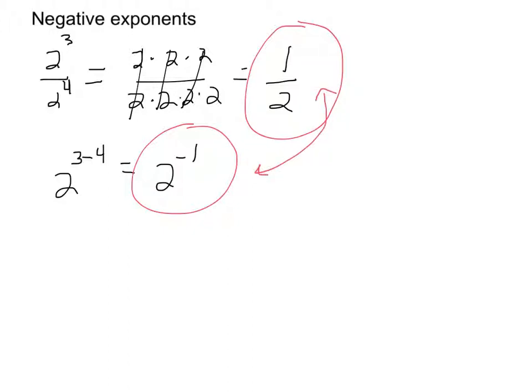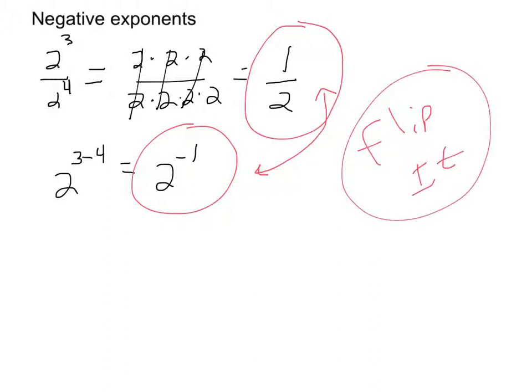So when we see a negative exponent, what are we supposed to do with our term? We flip it. Okay? That's kind of the key: when you see a negative exponent, you're going to think, I've got to flip this thing. And that's how we're going to approach these. So let's do another example real quick.